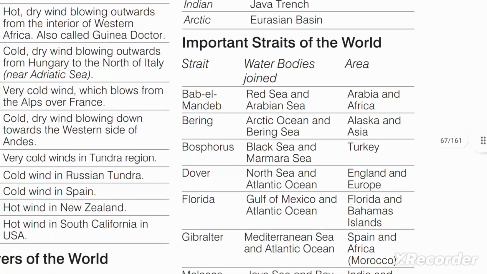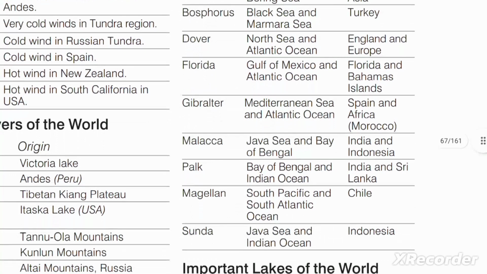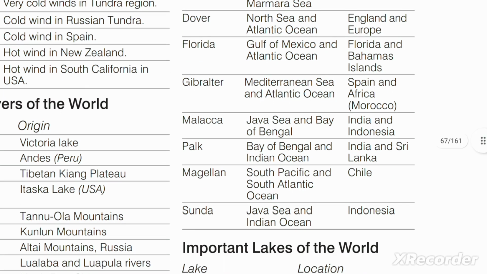Important straits of the world: Bab el-Mandeb, Red Sea and Arabian Sea area, Arabia and Africa; Bering, Arctic Ocean and Bering Sea, Alaska and Asia; Bosphorus, Black Sea and Marmara Sea, Turkey; Dover, North Sea and Atlantic Ocean, England and Europe; Florida, Gulf of Mexico and Atlantic Ocean, Florida and Bahamas Islands; Gibraltar, Mediterranean Sea and Atlantic Ocean, Spain and Africa, Morocco; Malacca, Java Sea and Bay of Bengal, India and Indonesia; Palk, Bay of Bengal and India, India and Sri Lanka; Magellan, South Pacific Ocean and Atlantic Ocean, Chile; Sunda, Java Sea and Indian Ocean, Indonesia.